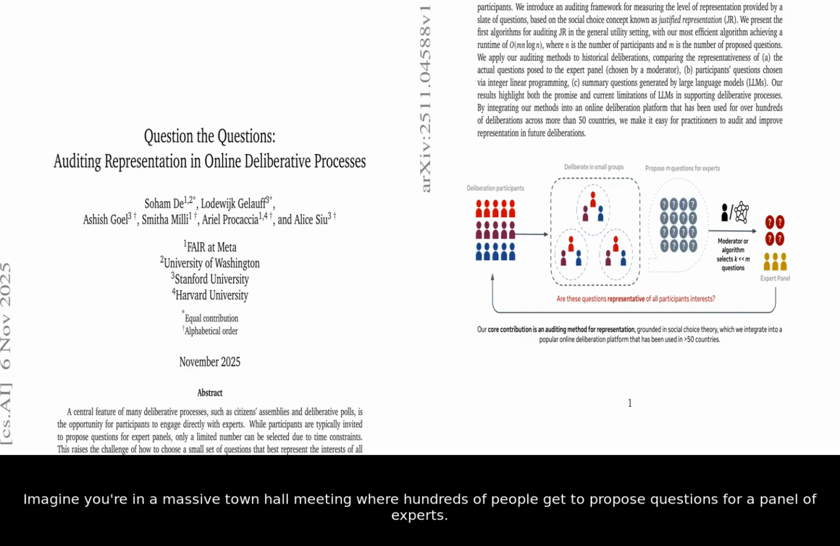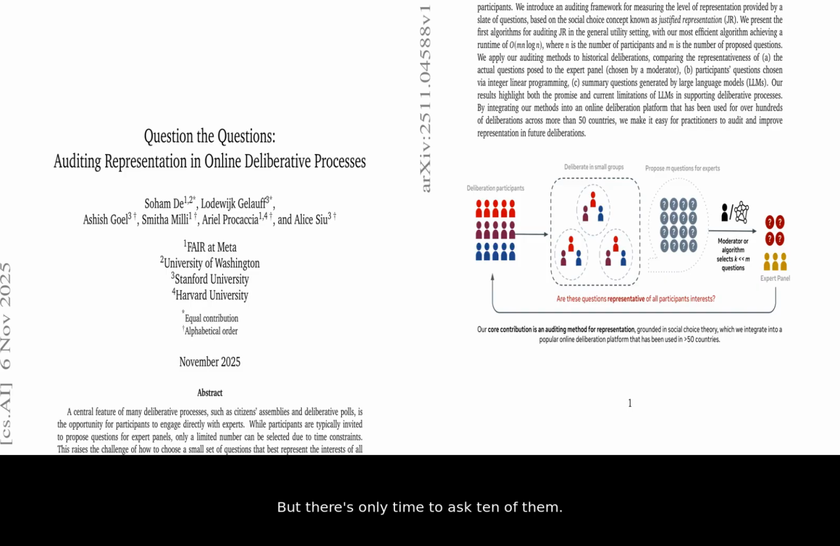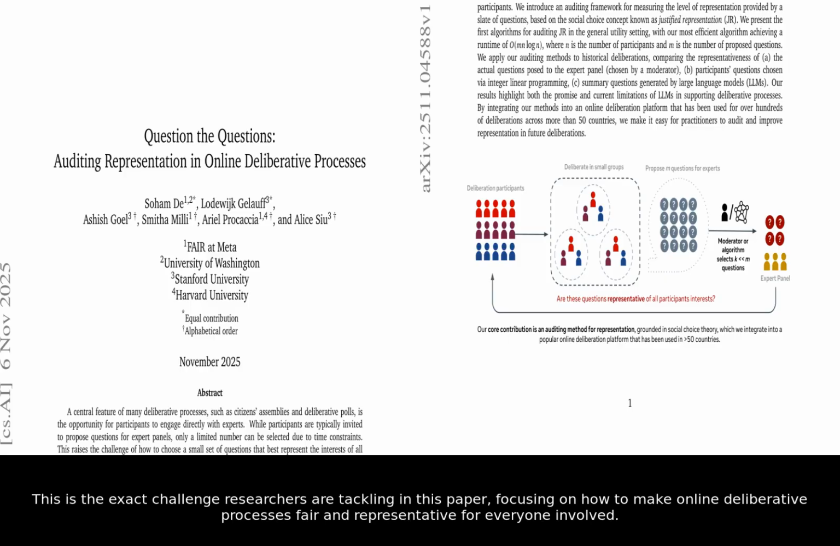Imagine you're in a massive town hall meeting where hundreds of people get to propose questions for a panel of experts. But there's only time to ask 10 of them. How do you choose which 10 to ask? This is the exact challenge researchers are tackling in this paper, focusing on how to make online deliberative processes fair and representative for everyone involved.